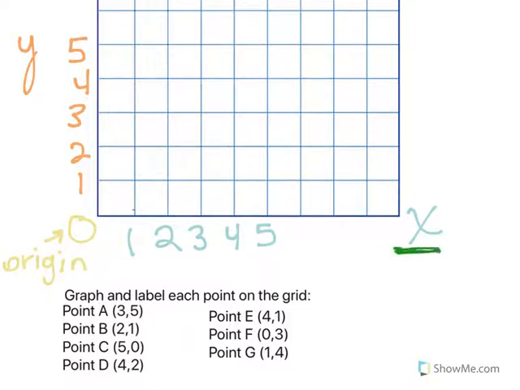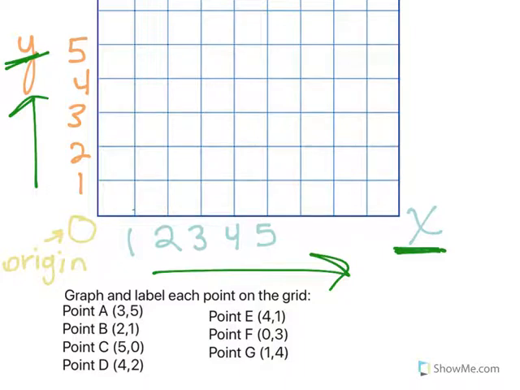Our x-axis moves horizontally, and our y-axis, we move vertically, okay? Vertical, horizontal. And our origin is at the point where our x and y axes meet, all right? So what we're going to do on this slide, in this example, is graph and label each point on the grid. Remember, the way our ordered pairs are written is our x-coordinate comes first, and then our y-coordinate comes second, and they are separated by a comma.